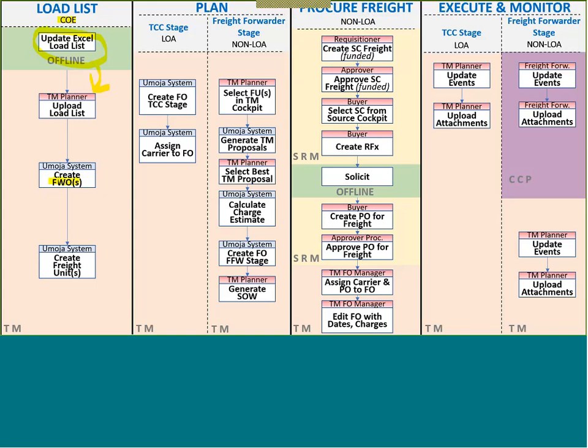And we'll take a look at that in the system. This is done automatically by the Umoja system, as well as the freight unit. Okay, these two documents are generated automatically after we have successfully uploaded our load list with all the data and information related to the troops.